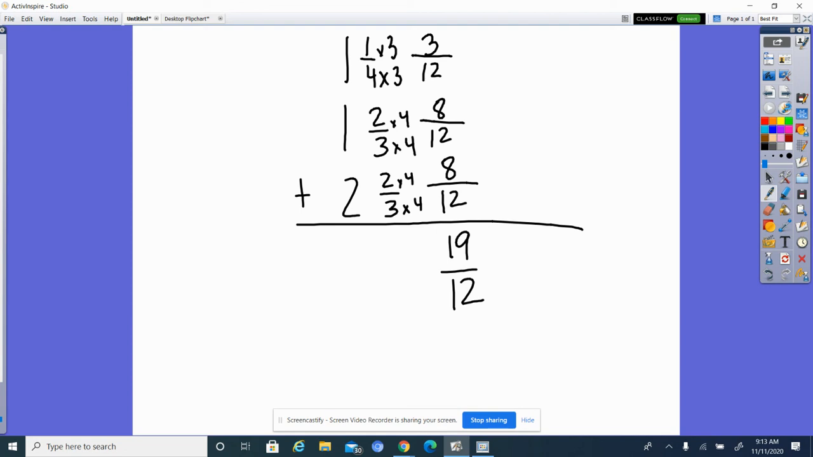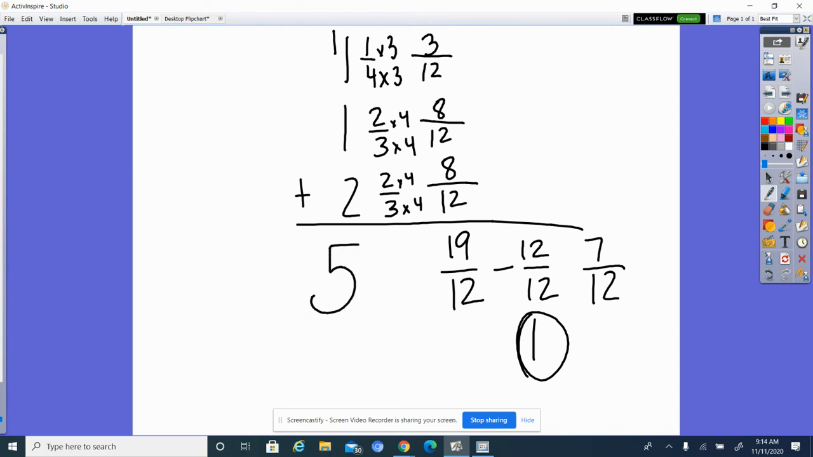No, I'm going to take out a whole, which is 12 twelfths. So that's my whole. 19 minus 12 is, and what's my denominator? Okay, what do I do with this whole that I took out? Regroup, put it in there. 1 plus 1 plus 1 plus 2. Okay, 5 and 7 twelfths. How do I know that's in simplest form? 7's prime and 12 cannot be divided by 7.